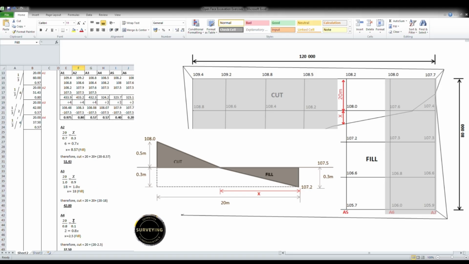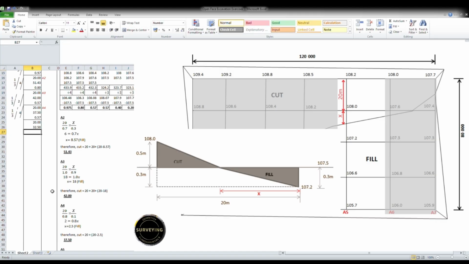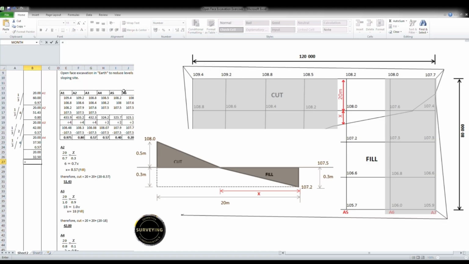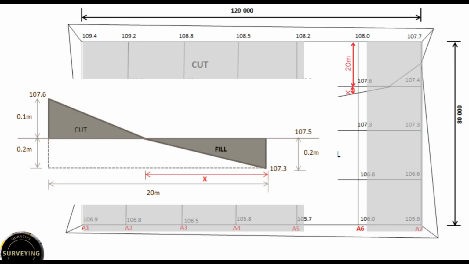So we can go back to our dimension column. We know that distance there. We just worked out this 32.5. And then our depth, which is for A5, is 0.40. Okay, so we're going to reference that as A5. Now moving on to A6.